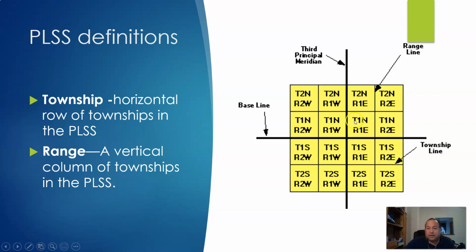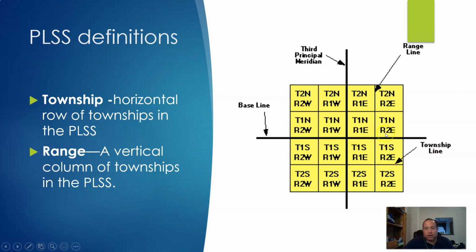And so we can see, let's take this first box right here. It says Township 1 North, Range 1 East. So if we see the meridian and the baseline, we know where they intersect. That's going to be your starting point. So how this designation works is it's saying this township is 1 north of this starting point, and it's 1 east of this starting point.